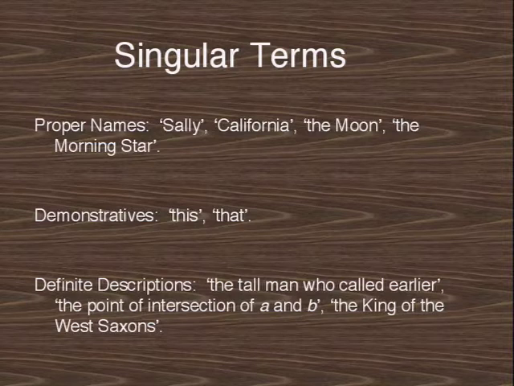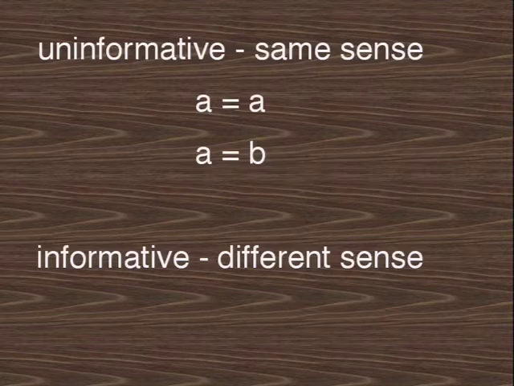But a lot of his examples are definite descriptions too. So Frege's theory is it's sense that fixes reference. Sense is hooking up the name to the object. And the way he gets at the notion of sense is with this distinction between uninformative and informative identities.